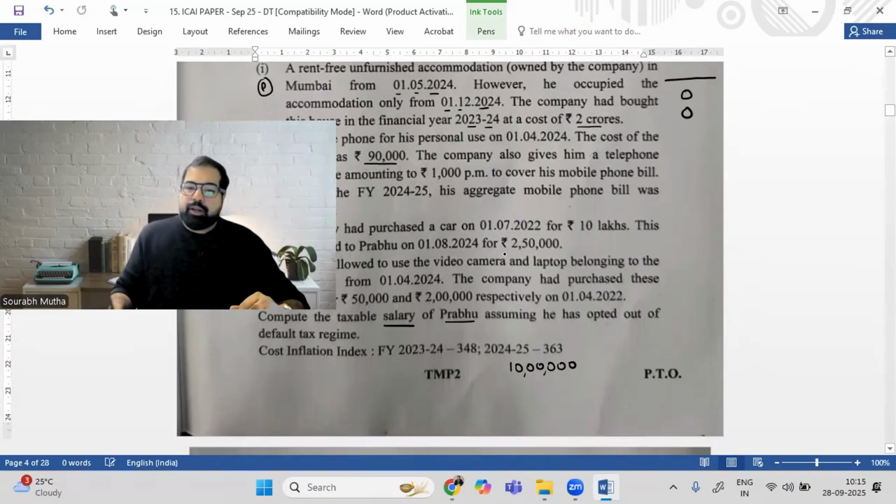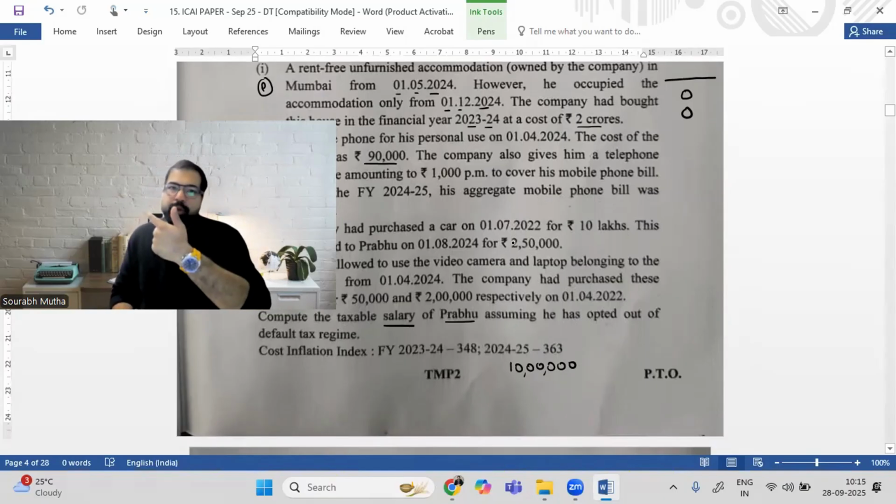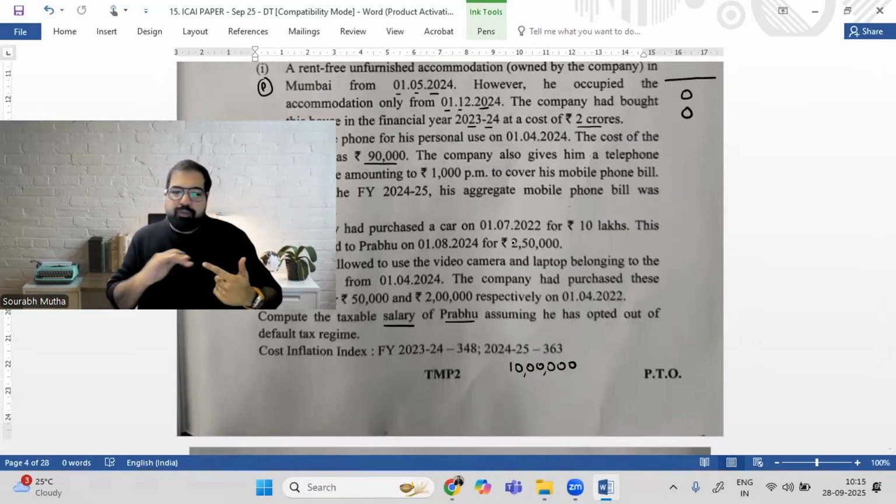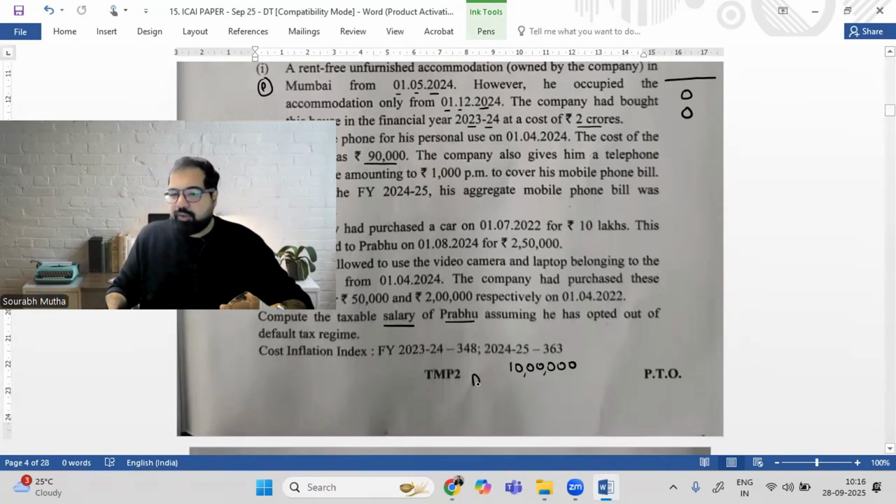And we have to see how many completed years. 1st July 2022 to 2023 is 1 year complete. Yes. 2023 to 2024 is 2nd year complete. Yes. And 1 month we have to ignore. So 2 years depreciation we have to take.